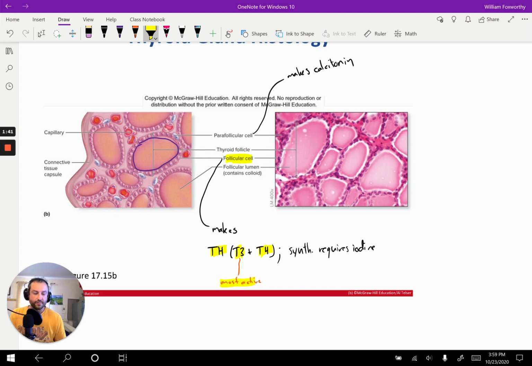The synthesis of thyroid hormone by the follicular cells requires iodine, and that is why you have iodine added to salt in the United States and in many countries all around the world. Then you have a few other cells interspersed between the follicular cells, called parafollicular cells, not lining the lumen but on the outside of the follicular cells. These make another hormone we've already talked about previously, called calcitonin, which functions in regulating blood calcium.